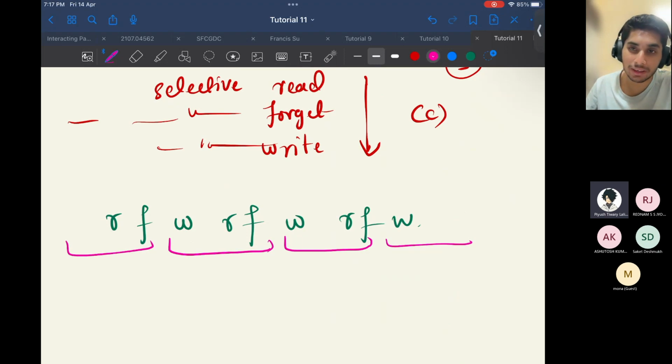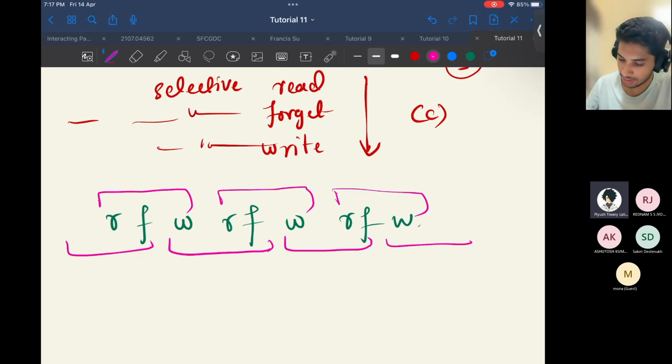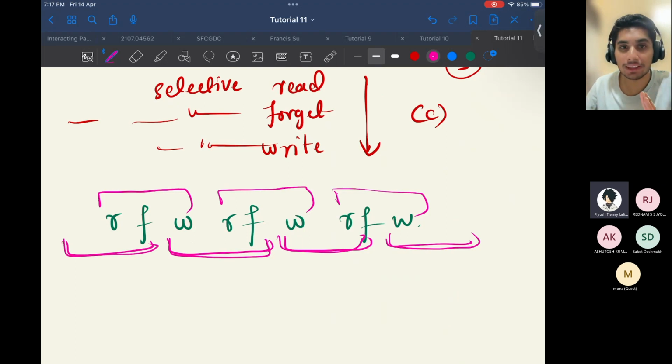This is where I think the issue is coming from. You can look at it like read, write, forget, read, forget, write, read, forget, write. You can also look at it in this way. So from this angle, it looks like both of the options would be correct.